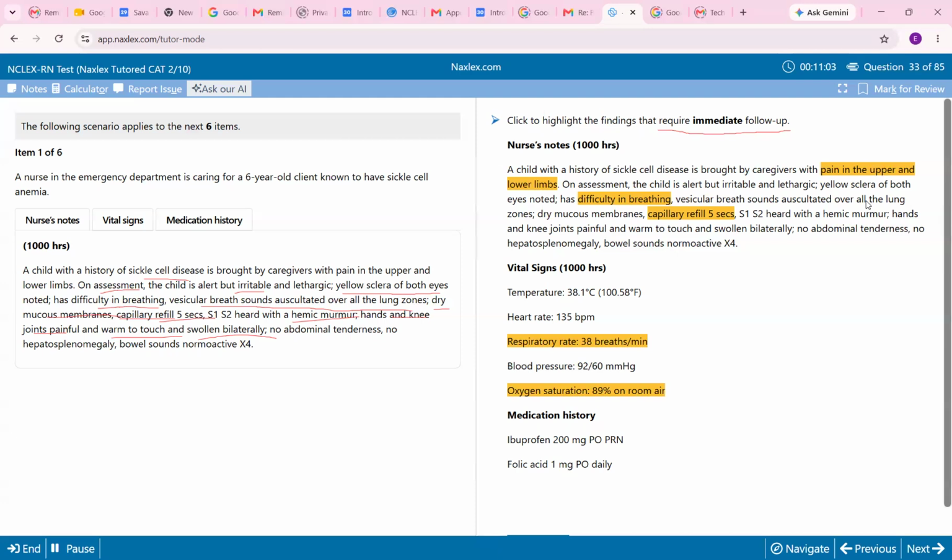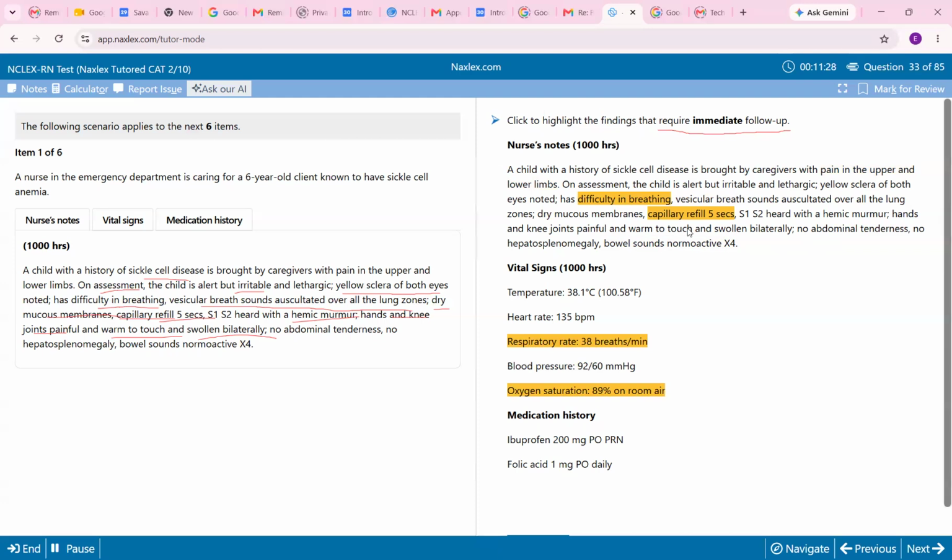Now let's take up the pain in upper and lower limbs. Because in sickle cell crisis, patients have pain, but we have to give attention to the pain in the sickle cell crisis actually. So very confused, ma'am. I lock the answer.